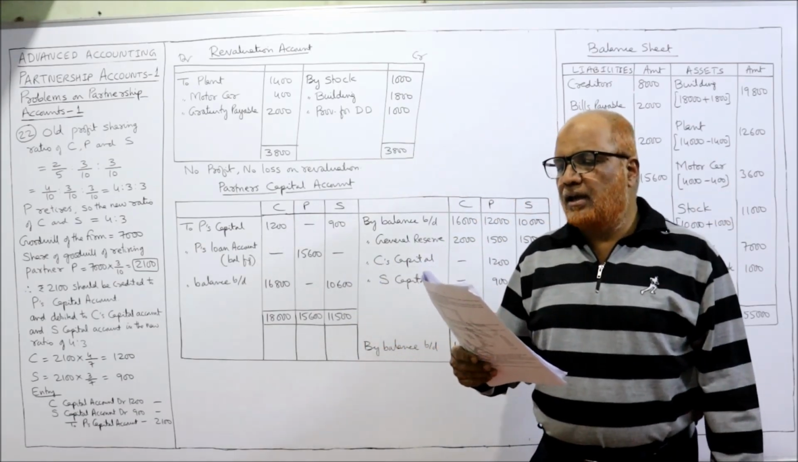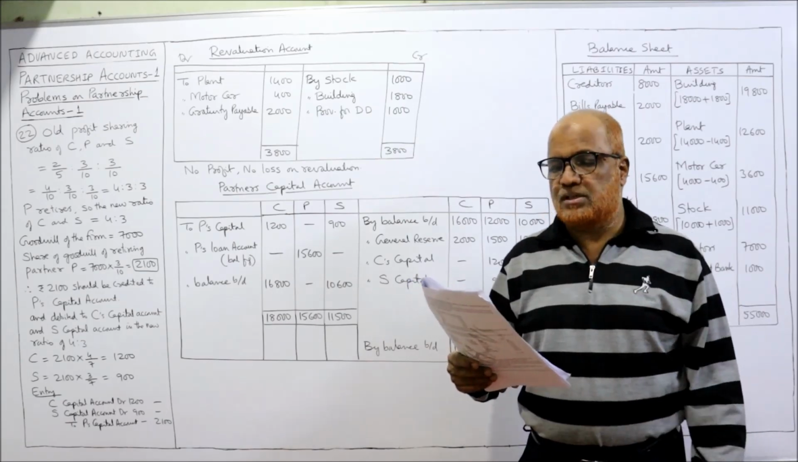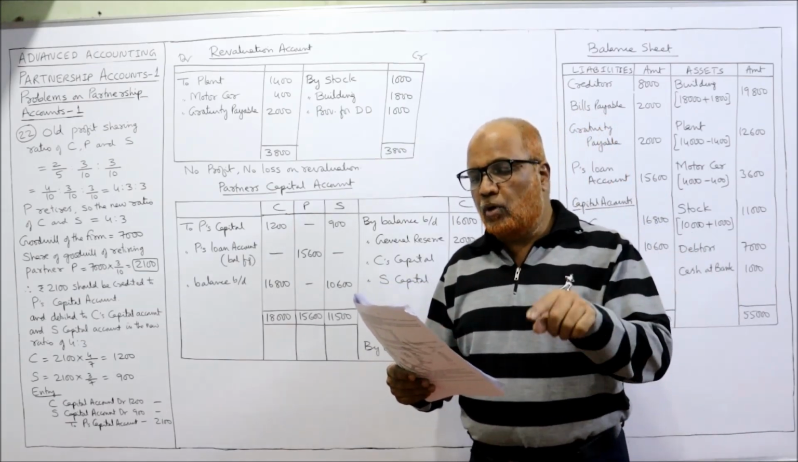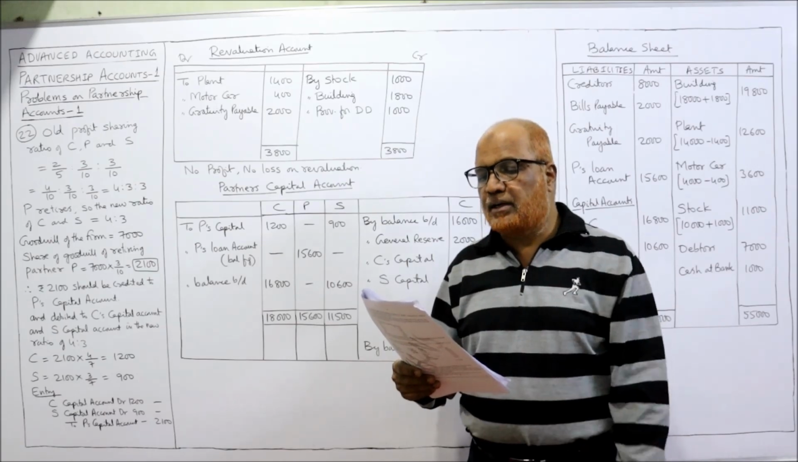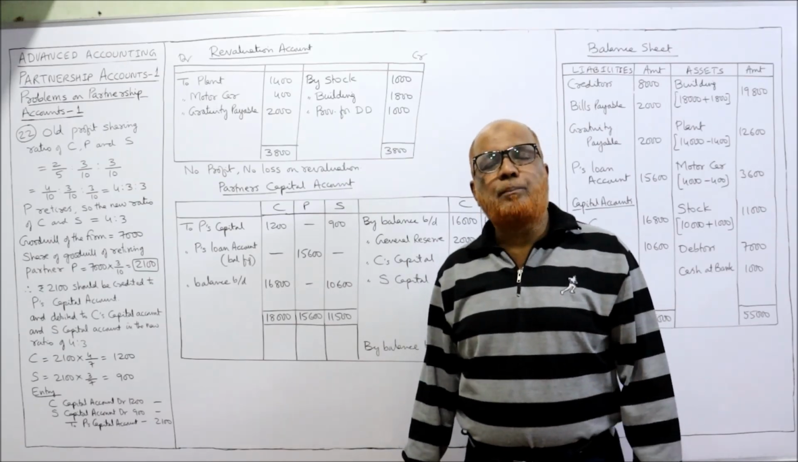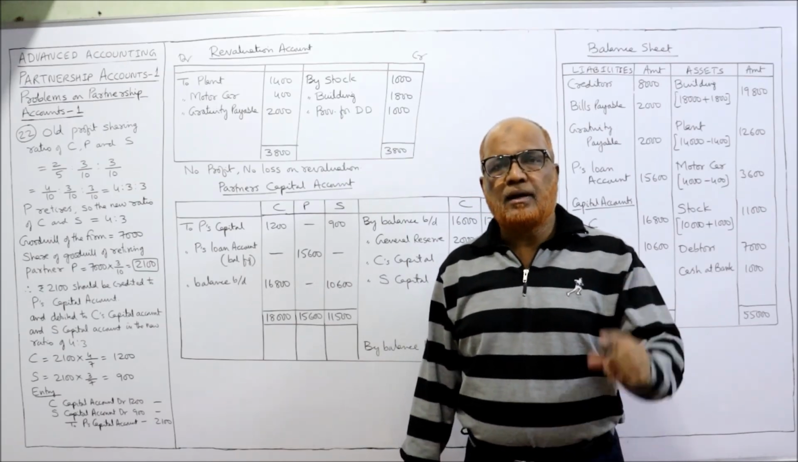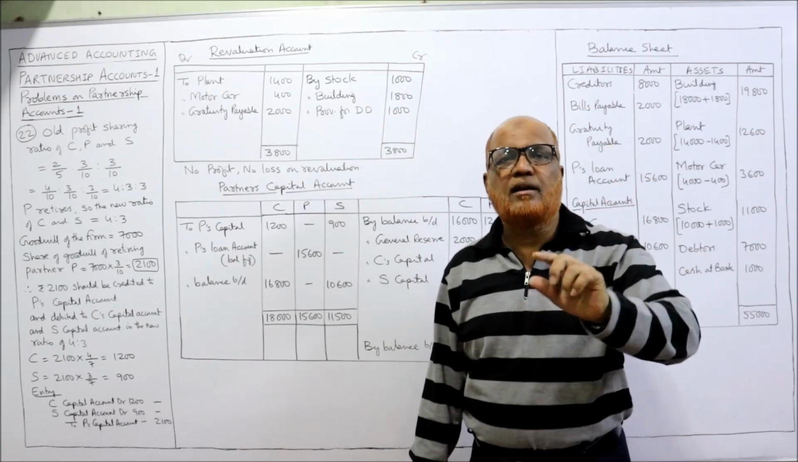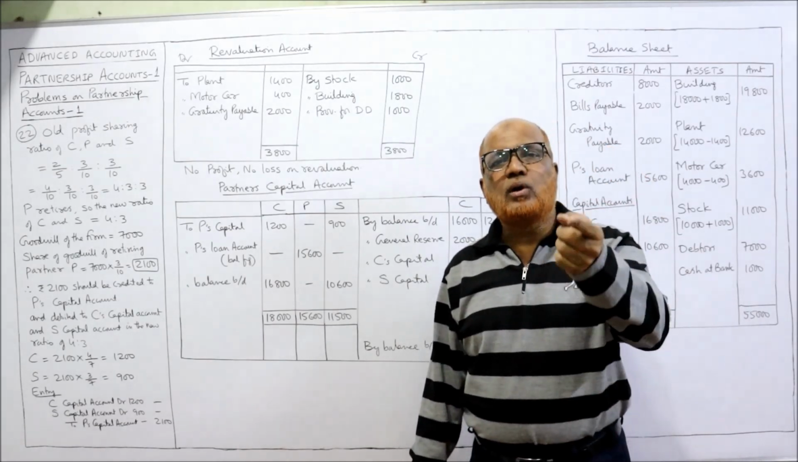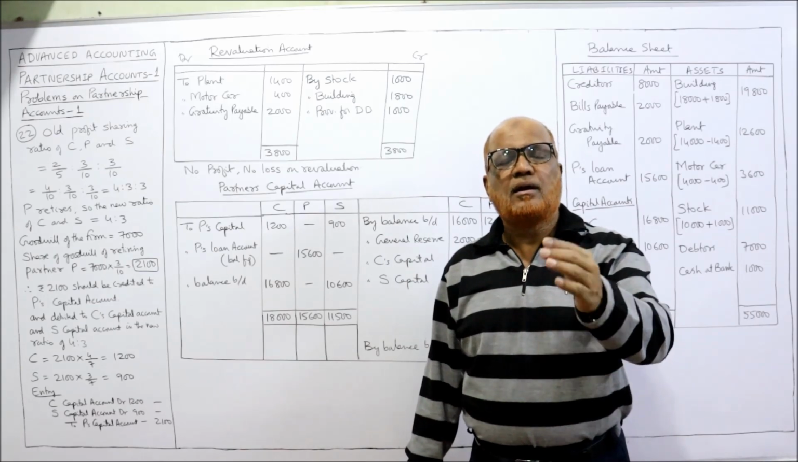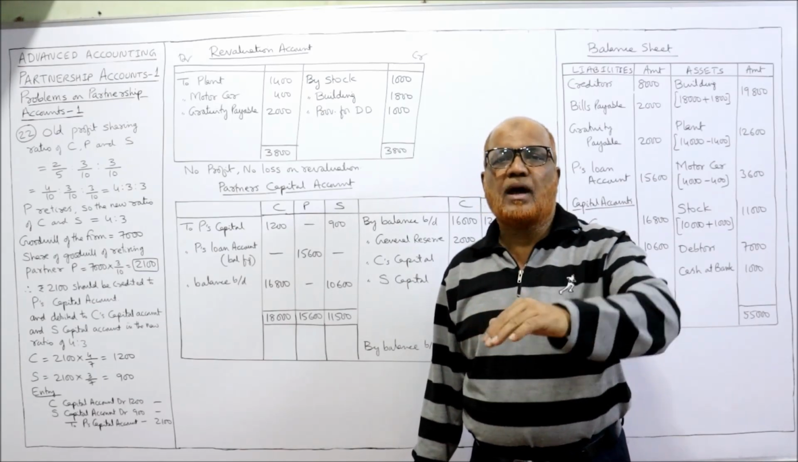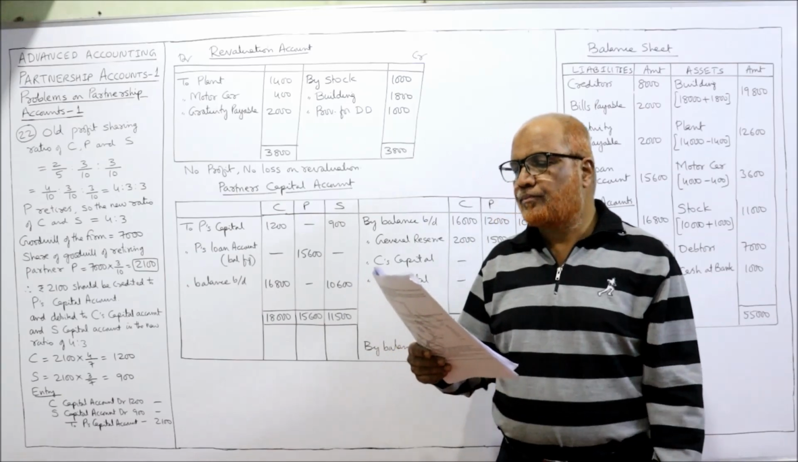Now, stock and building are to be appreciated by 10%. Plant and motor car are to be depreciated by 10%. If you want to appreciate the asset, debit asset and credit revaluation. If you want to depreciate the asset, credit the asset and debit revaluation.